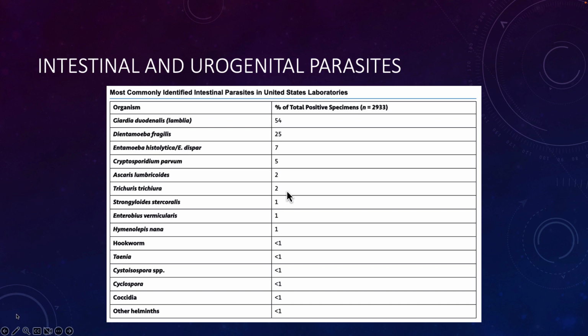But again, we do see parasitic infections in the US, some that are acquired in the US, and some that might have been acquired abroad if a person was traveling or has recently moved to the United States. So it can be important for you to be able to recognize these things.